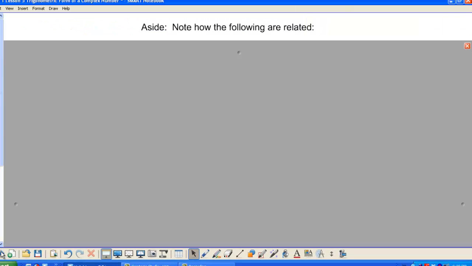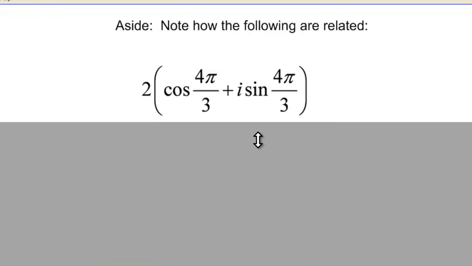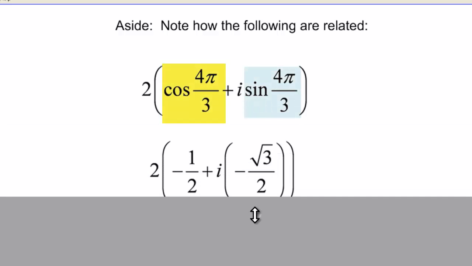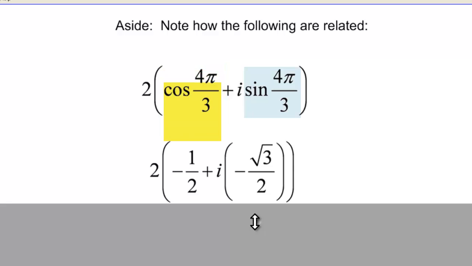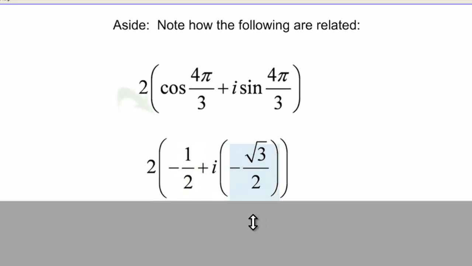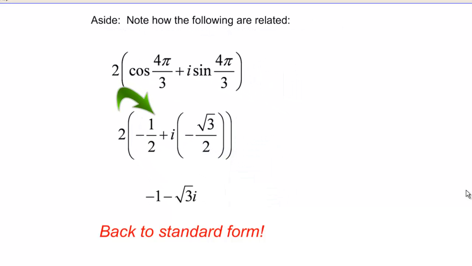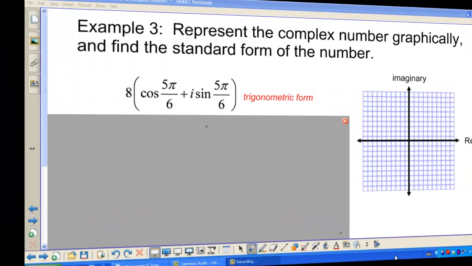How does this work? Just so that you can see how the two are related. If I take 2 times the cosine of 4 pi over 3 plus i sine of 4 pi over 3, and I evaluate the cosine and the sine, the cosine of 4 pi over 3 is -1/2, and the sine of 4 pi over 3 is -√3 over 2. Then if I distribute, 2 times -1/2 is -1, 2 times -√3 over 2 is -√3, and I'm back to standard form. So that's how the two are related.